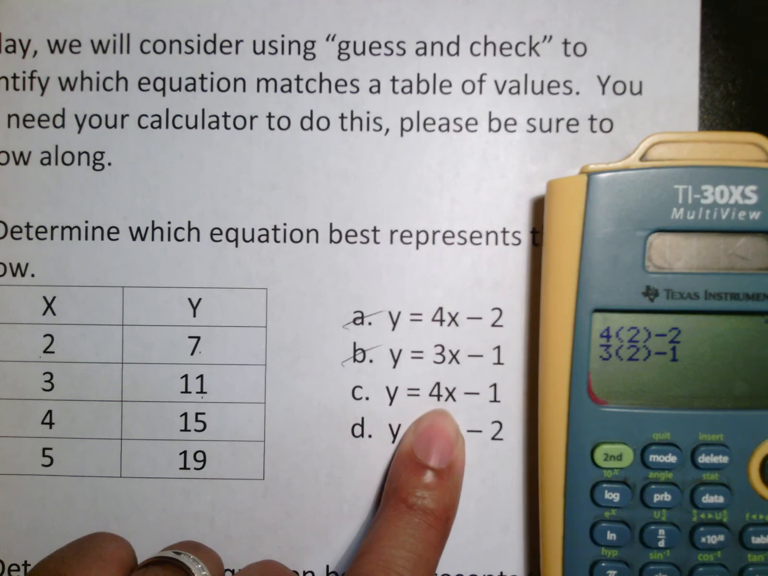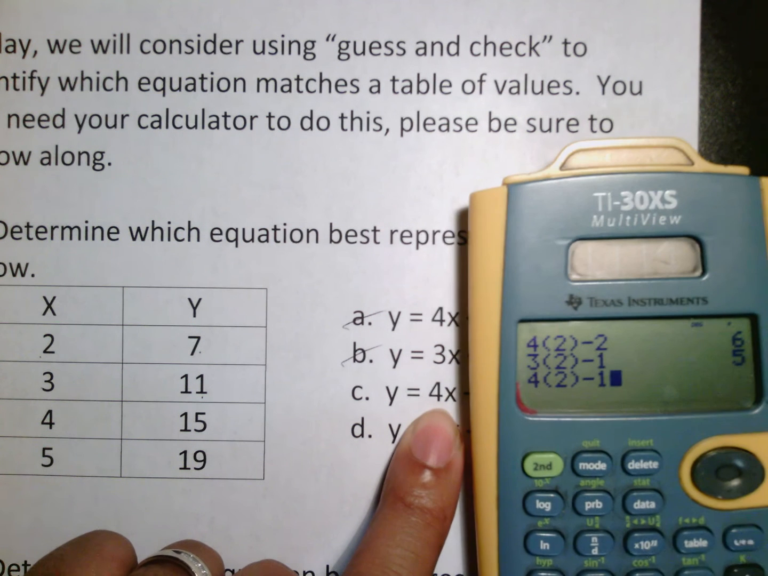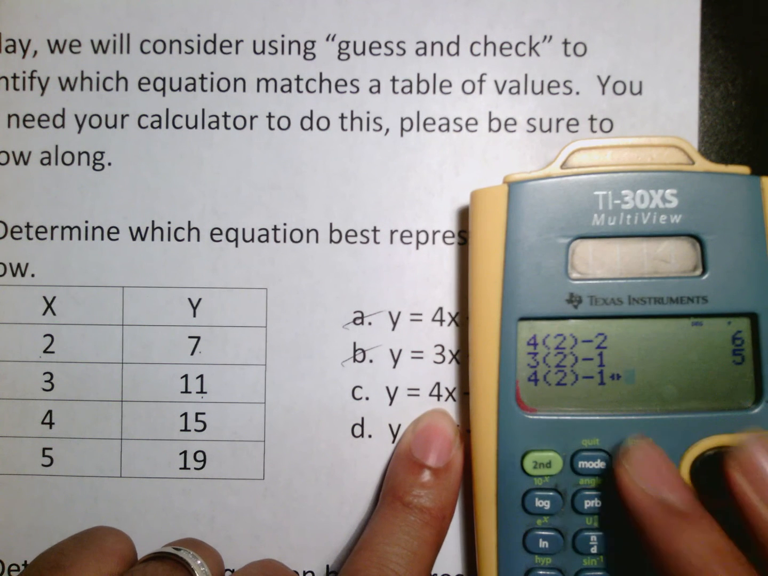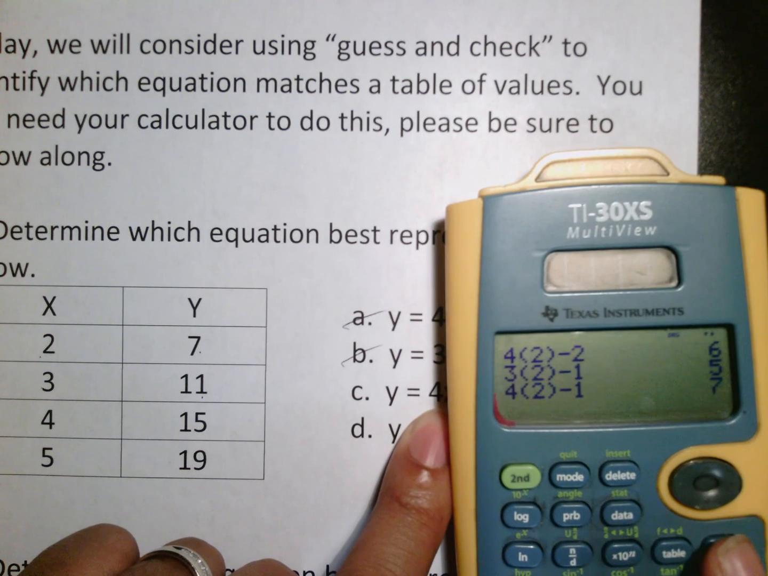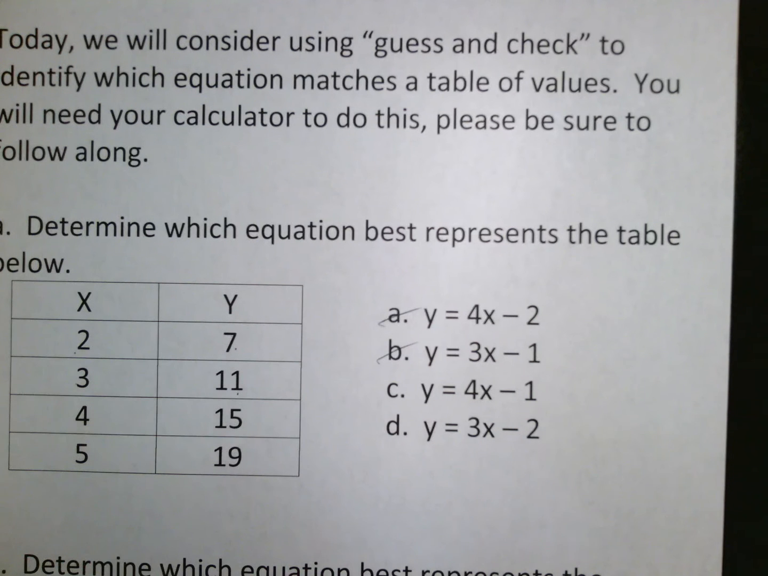Then 4x minus 1 would be 4 parentheses 2 minus 1, which when you type that in gives me the answer of 7, which works. But here's the issue. There are problems where sometimes you can do that and it does work, but it's not the answer. And so what you want to do is check the other ones.